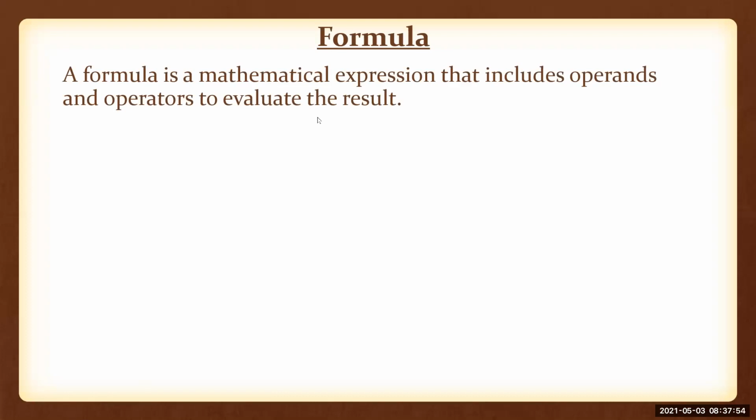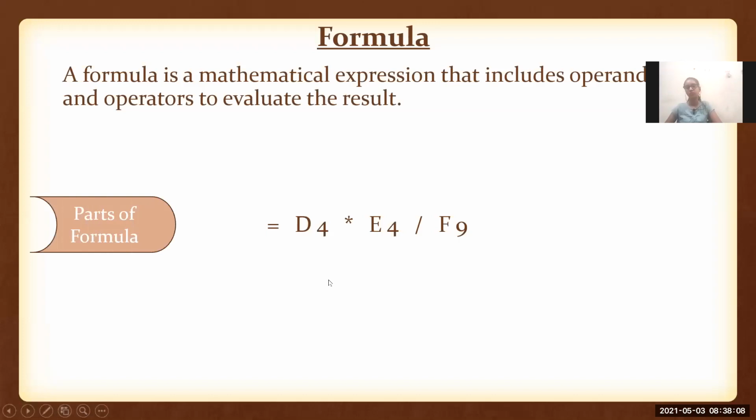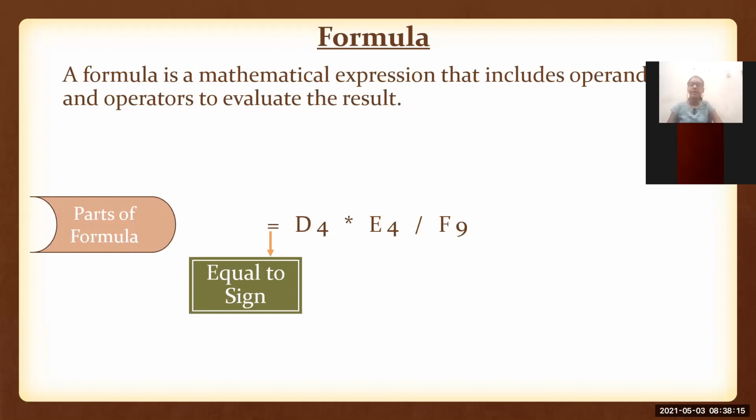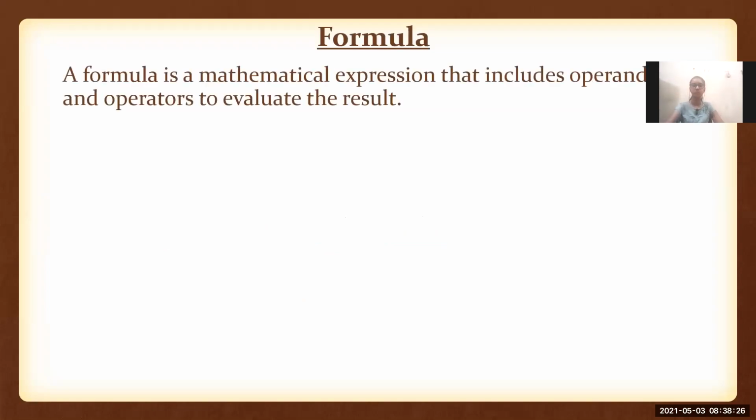Any example? For example, this is a formula: =D4*E4/F9. Here, various parts of the formula are there. What are the various parts of this formula? Equal to sign, operands and operators.